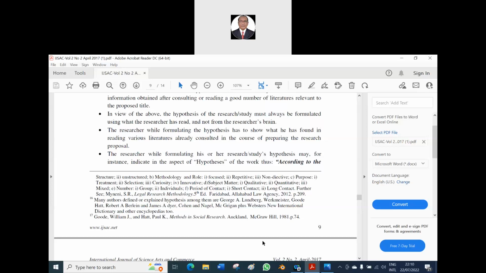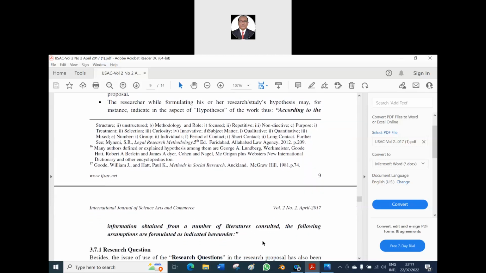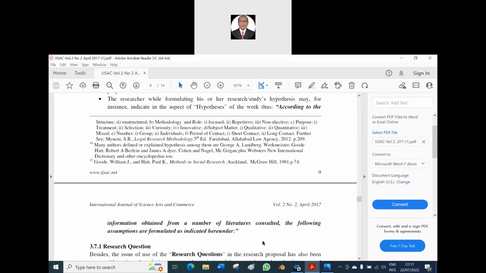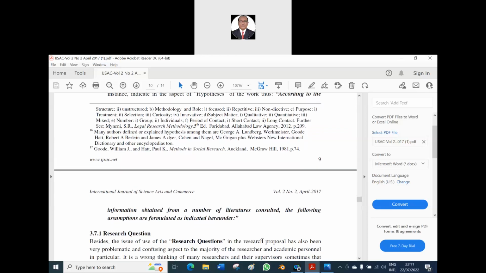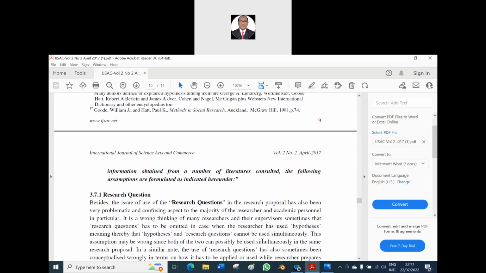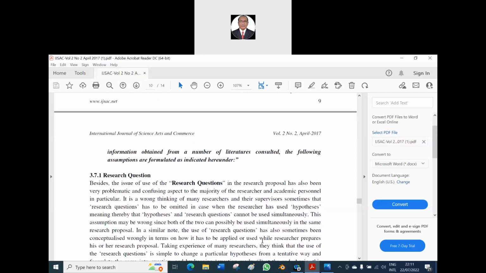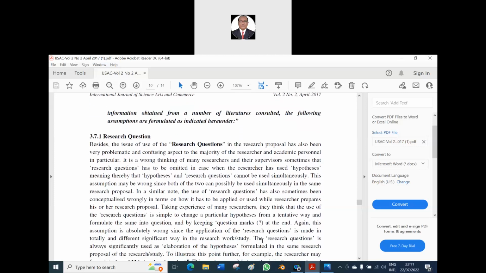So a researcher, while formulating the hypothesis, may, for instance, indicate the aspects of the hypothesis for the work. Thus, according to the information obtained from the number of literature consulted, the following assumptions are formulated as indicated here and there. Of course, I made the research question, because a research question is nothing but how to move. But generally, if the researcher has used the hypothesis, hypothesis and research question cannot be used simultaneously. Is it clear?